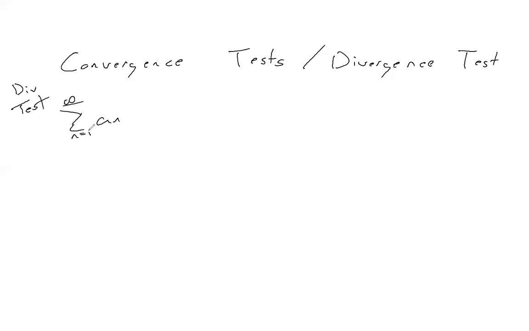If I have my series from 1 to infinity of an, and the limit of an does not equal 0, meaning I look at the limit of the terms inside the series, if that limit doesn't go to 0, my series has to be divergent.